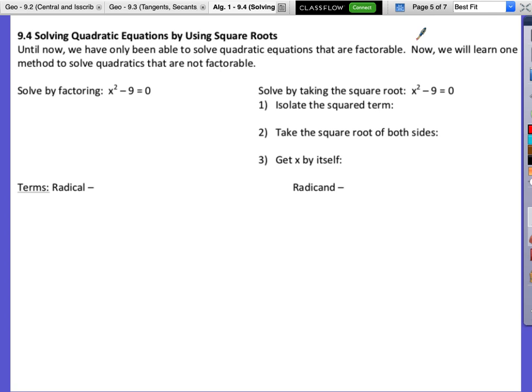So if we're going to go through this, x squared minus 9 equals 0. We're going to walk through solving that by factoring. Okay, so x squared is a perfect square, 9 is a perfect square, difference of two squares. So how would we factor this? Justin? Yeah, we're going to do it the normal way we know. So x plus 3 and x minus 3.